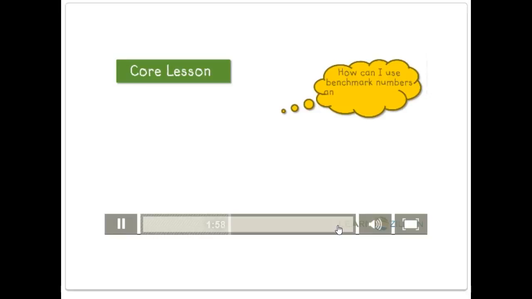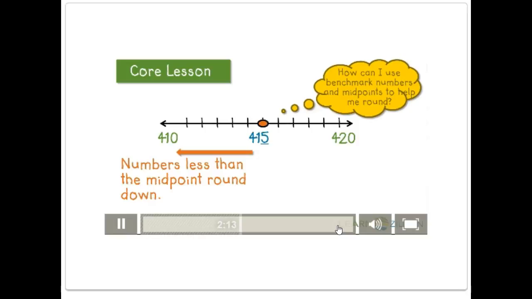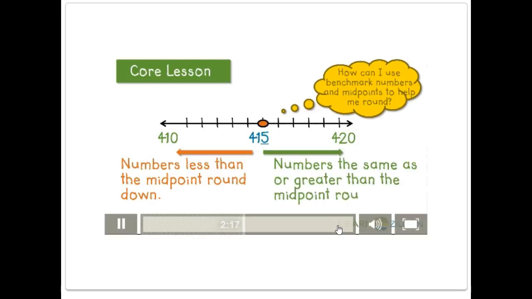Now let's think about how we can use the benchmark numbers and midpoints to help us round. On this number line, our benchmark numbers are 410 and 420, with a midpoint at 415. Numbers less than the midpoint round down. Numbers the same as or greater than the midpoint round up.